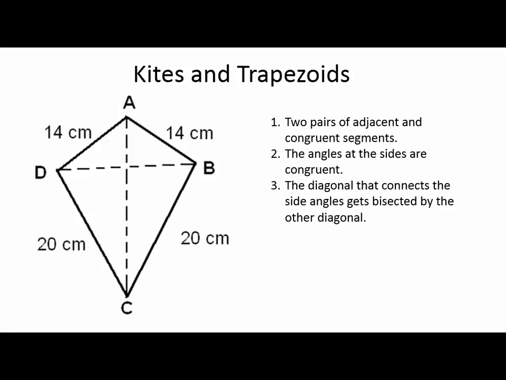Now the diagonal AC is different. I can see the top side is way smaller than the bottom side. So the diagonal that connects the side angles, see there's two sides, gets bisected by the other diagonal. So once again, only that diagonal is bisected. It's cut in half. There's going to be a total of 5 properties.